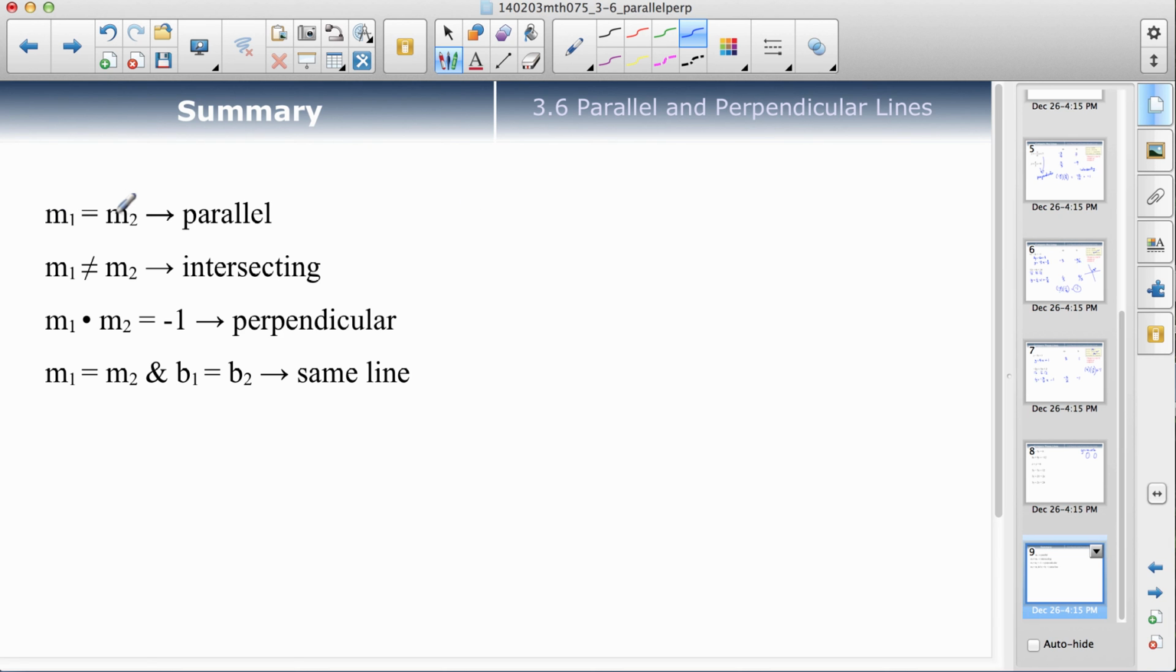If the slopes are the same, then it's a parallel line. If the slopes are the same and the y-intercepts are the same, not only are they parallel, but it's the exact same line. If the slopes are not the same, by default, they are intersecting. And if they're intersecting and the product of the two slopes is negative 1, then you have perpendicular lines.